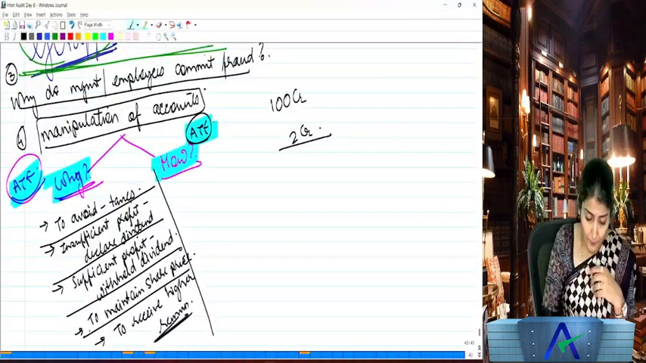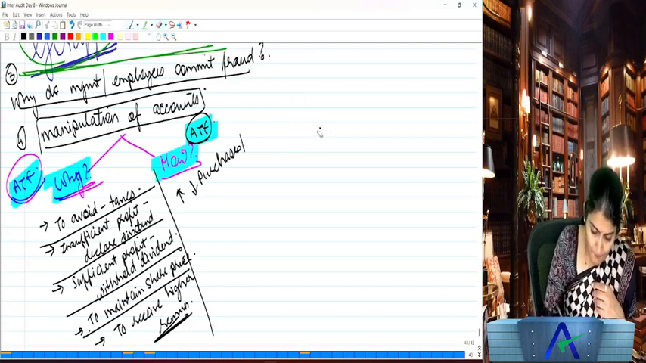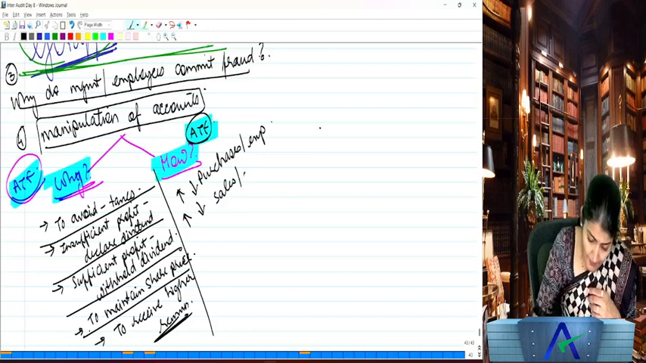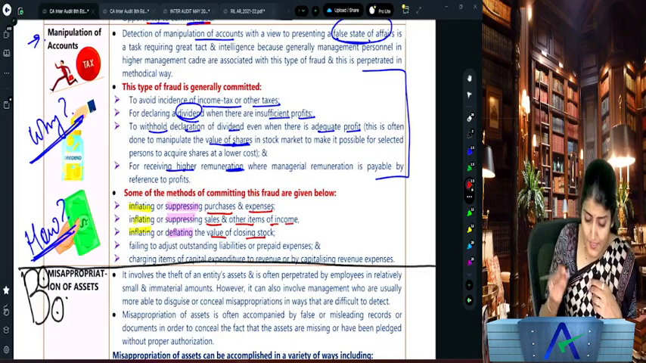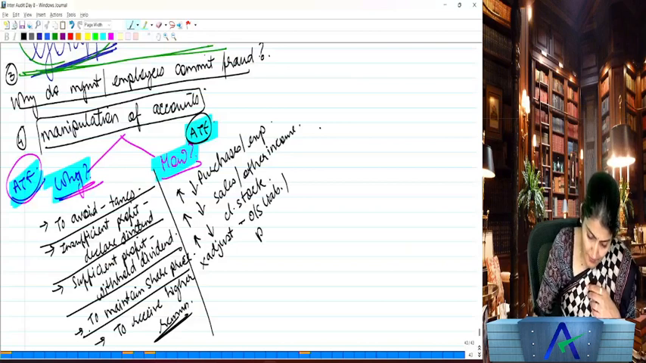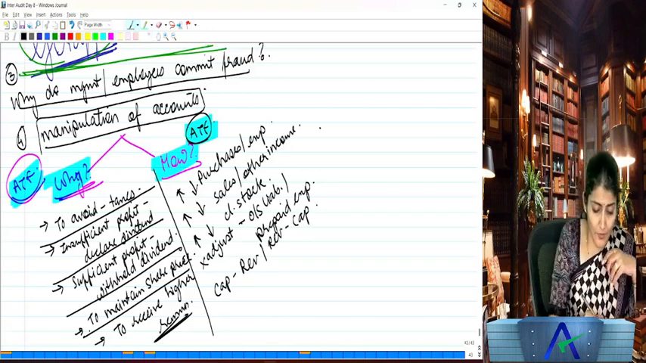So what does it say? Either inflating or deflating the purchases or the expenses. Then inflating or deflating the sales or the other items of income. Then inflating or deflating the value of the closing stock. Then failing to adjust your prepaid and your outstanding liabilities, the outstanding liabilities or the prepaid expenses. And the last one is charging capital to revenue or charging revenue to capital account.